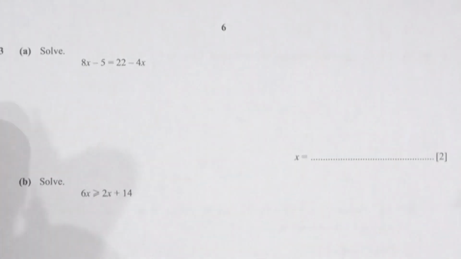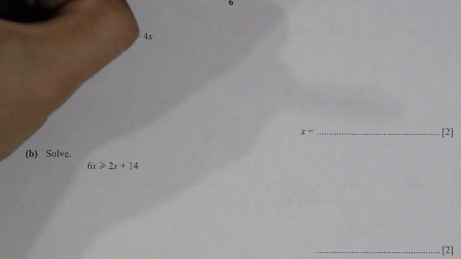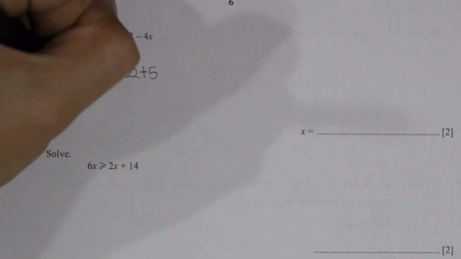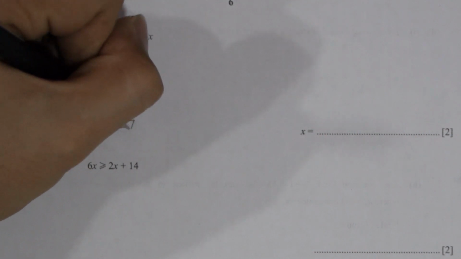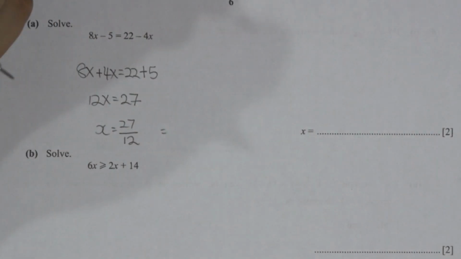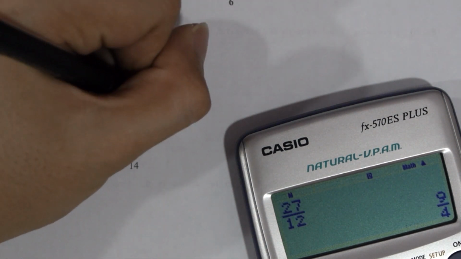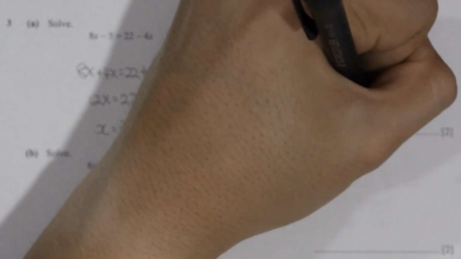Next, question 3. It's just basic algebra. All you need to do is the arrangement, so you put the x at one side. 8x plus 4x equals 22 plus 5. By doing the calculation, you get the answer.